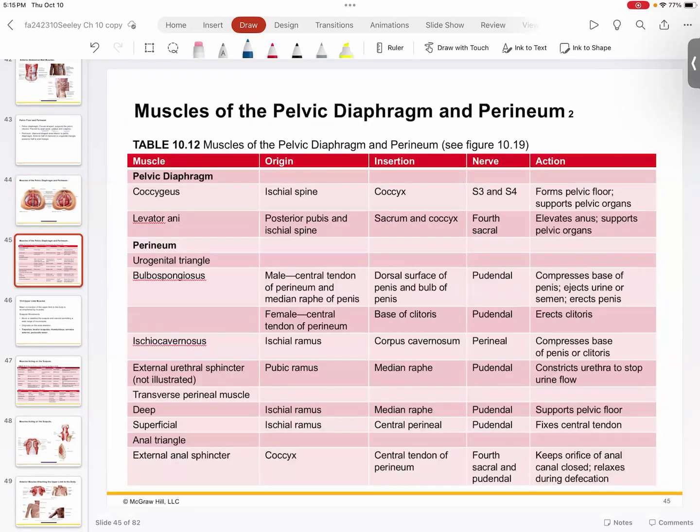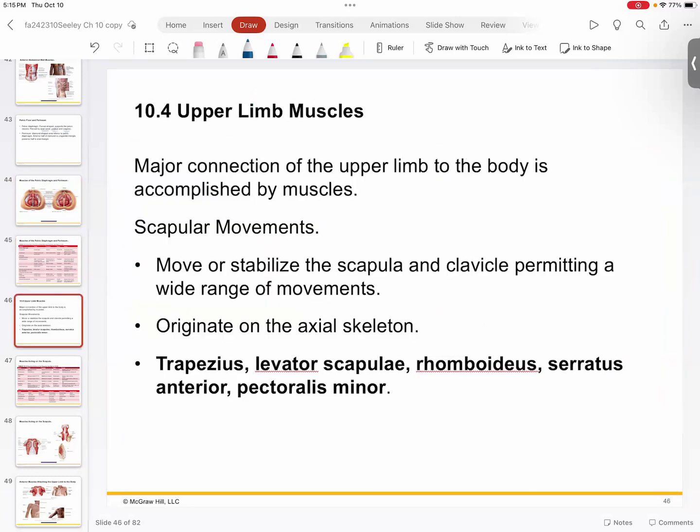You don't have to worry about this too much, because I don't want us to die on this hill too badly. There's other bigger fish to fry. Just wanted to cover that, just so you get an idea of a little bit about what the musculature looks like down there on the pelvic floor.